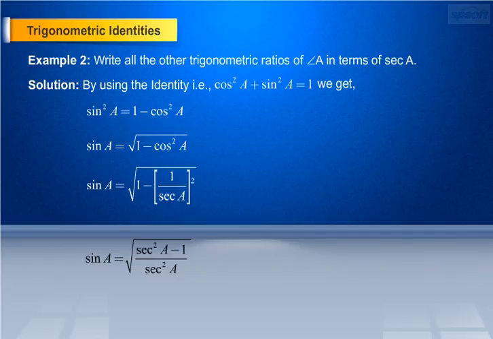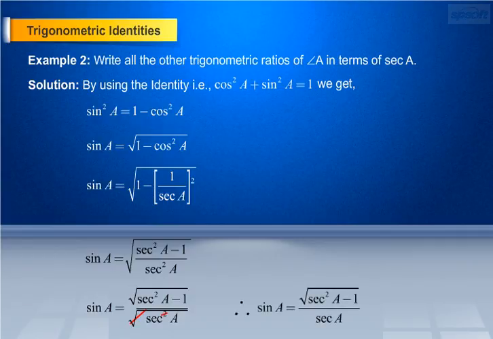On taking secant square as LCM, we get sin A equals square root of secant square A minus 1 by secant square A. This implies that sin A equals square root of secant square A minus 1 by secant A. Therefore sin A equals square root of secant square A minus 1 by secant A.